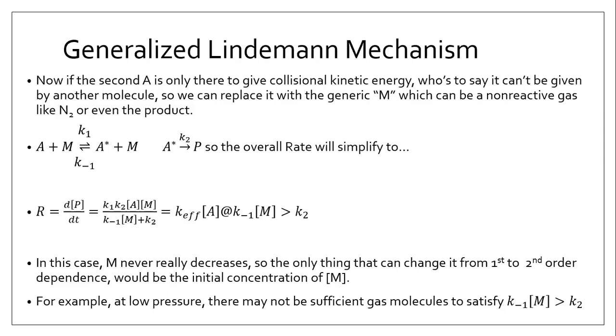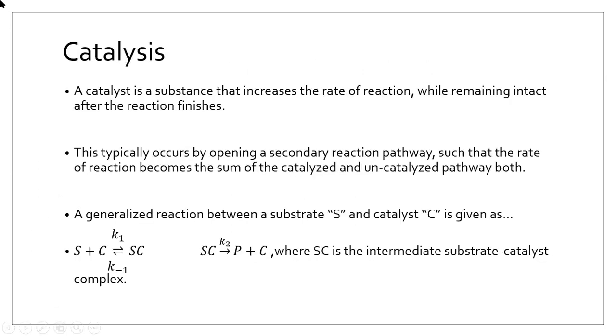Because if I put nitrogen in there, nitrogen's not going to react. It's just going to bounce, bounce, bounce, bounce, bounce. And it's going to stay there. So the only time this is going to change is if we put this at incredibly low pressure, so there's not enough gas molecules around to establish that k−1 times M is greater than k2. That's where we're going to stop this video.